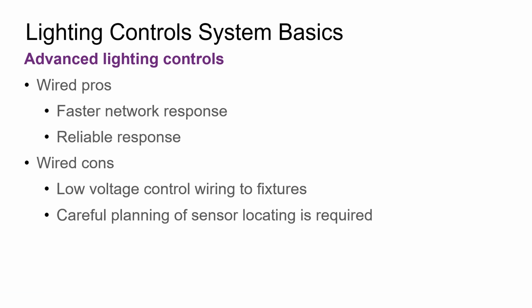Pros of wired controls are faster and more reliable network response. The drawbacks are low voltage wiring must be run from devices and sensors back to the fixtures. This is not ideal for renovation work. Locating sensors requires careful planning to get the desired results.